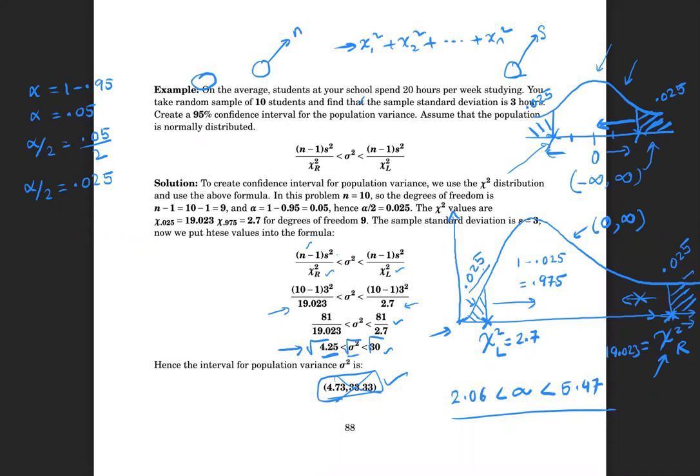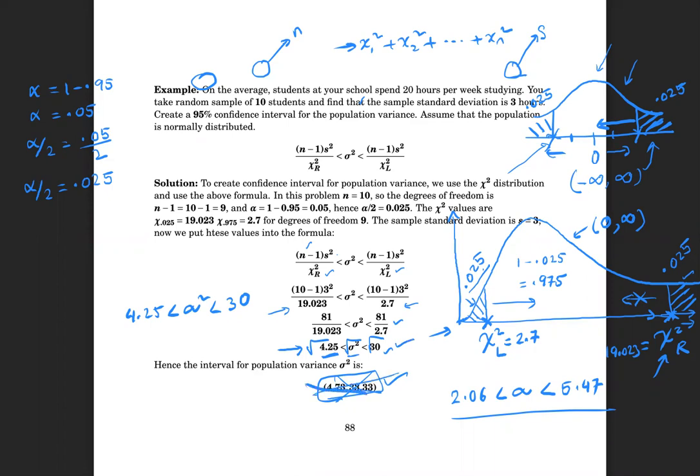So 81 divided by 19.023, which is 4.25, correct? So 4.25 is less than sigma square is less than 81 divided by 2.7. 81 divided by 2.7, which is 30. Okay, so this looks about right. So somehow this is not right.